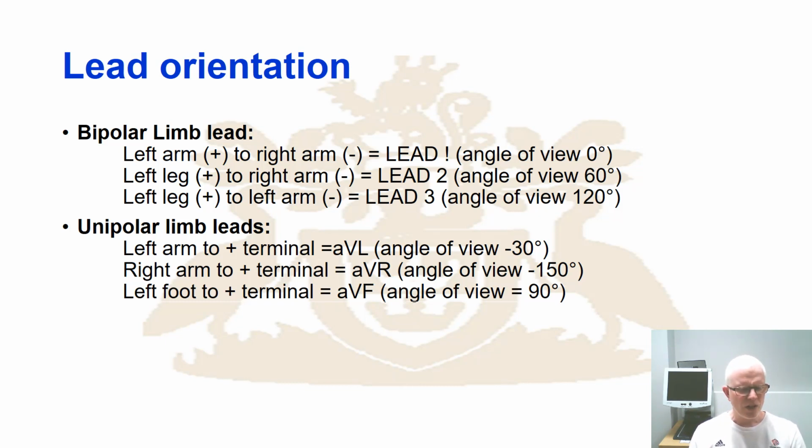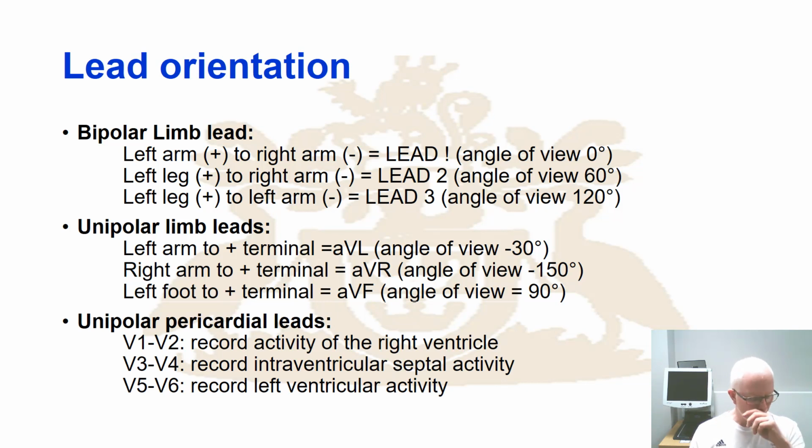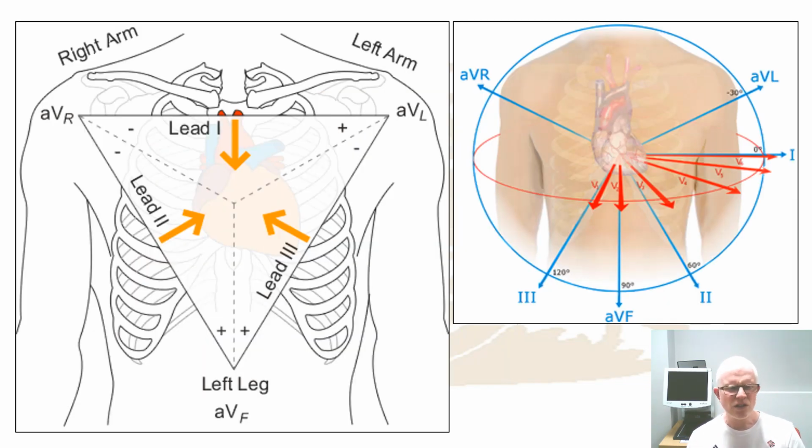So we've got our main leads. The final set then are the ones that most people will think about, which is the unipolar or pericardial leads. Now we've got leads V1 to V2, and they look at the activity across the right ventricle. V3 to V4 we call the intraventricular septal activity, and V5 to V6 we call the left ventricular activity. So you start to look at this and you think, okay, there's all my leads. You can see the Einthoven's triangle, and you can also see the V leads.